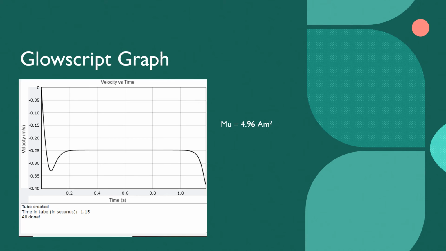Now here is a graph comparing the instantaneous velocity of the magnet falling through the tube versus the time it took. And this was all based on the mu value of 4.96 amperes times meter squared. The time it took to fall through the tube was a total of 1.15 seconds, which was a lot less than the average time I found through running my experiments, meaning either the mu value was calculated incorrectly or one of the measurements I made was incorrect.